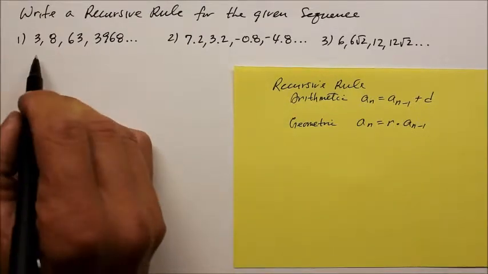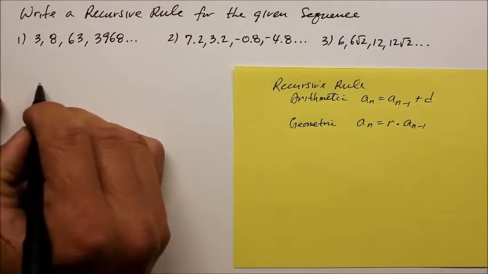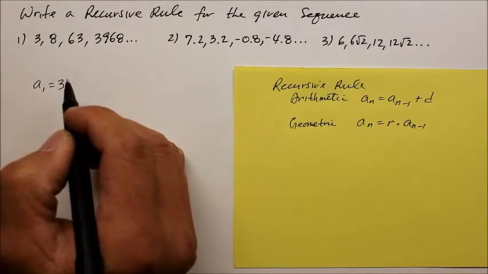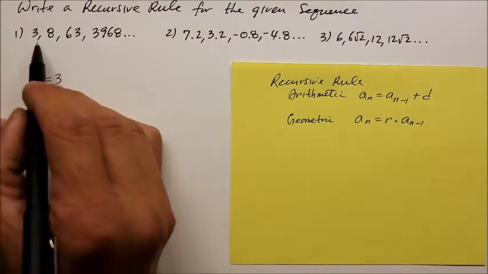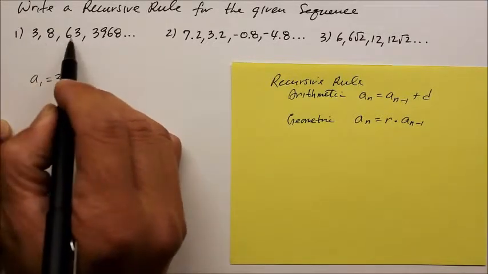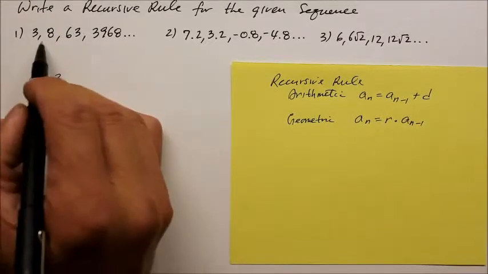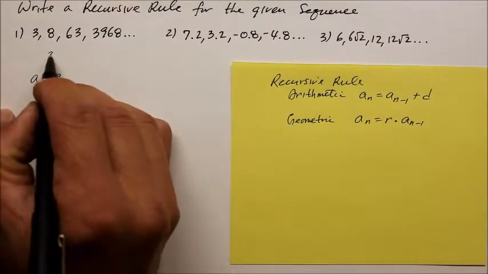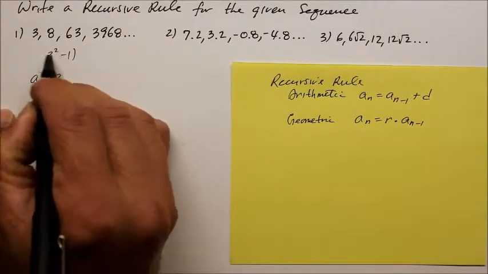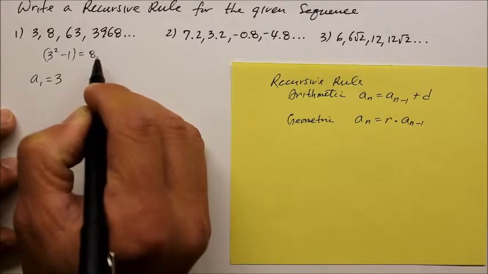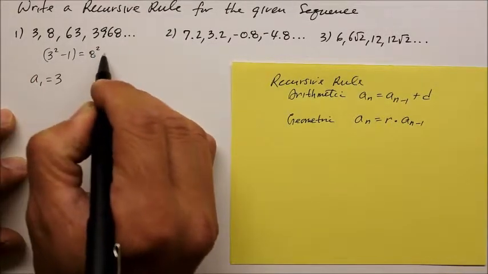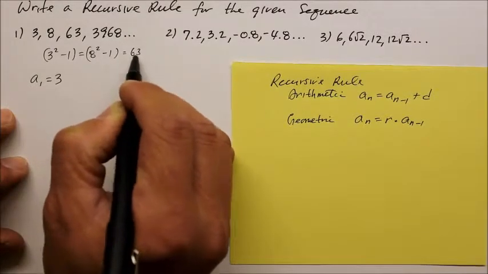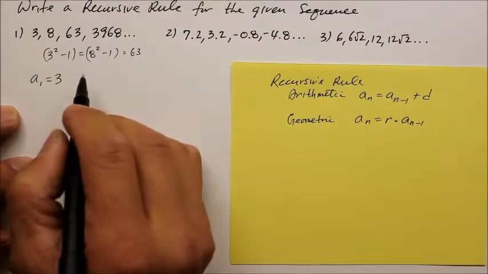So let's determine first of all, this is easy. A sub 1, the initial term, is 3. That was sort of a no-brainer. And now, what is the difference or what's going on in between each of the terms? Well, it looks like to go from 3 to 8, you square the 3. So it's 3 squared minus the 1. That gives us 8. And 8 squared minus the 1 gives us 63. So it goes on and on.